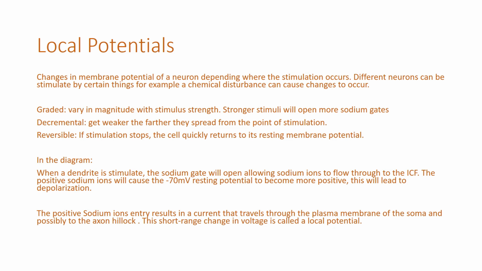When the dendrite is stimulated, the sodium gates will open, allowing sodium ions to flow through to the ICF. The positive sodium will cause the negative 70 millivolt resting potential to become more positive. This will lead to depolarization. The positive sodium ion entry results in a current that travels through the plasma membrane of the soma and possibly to the axon hillock. This short-range change in voltage is called a local potential.